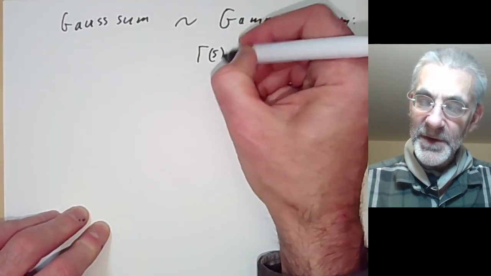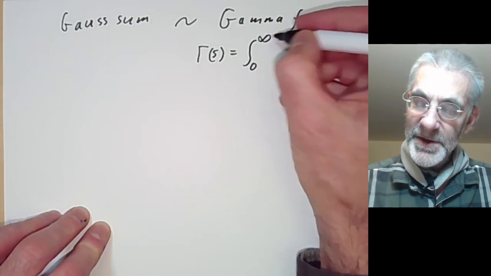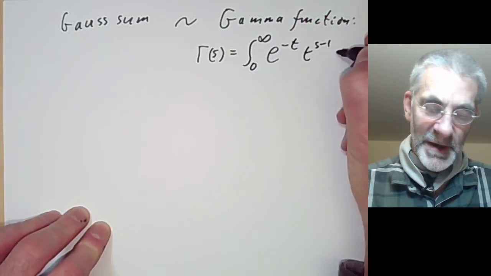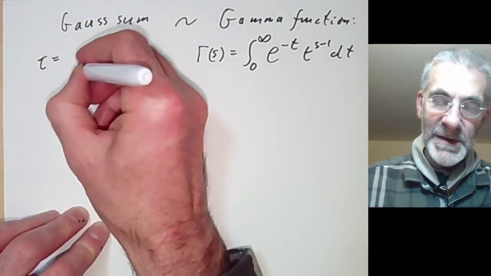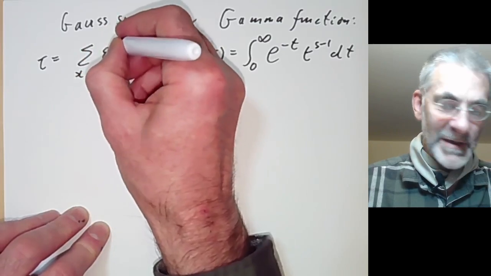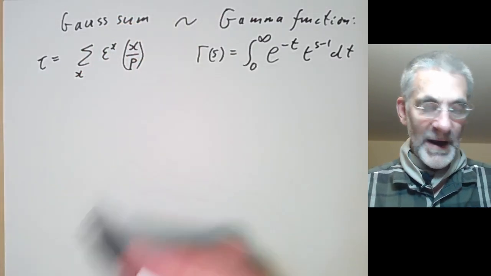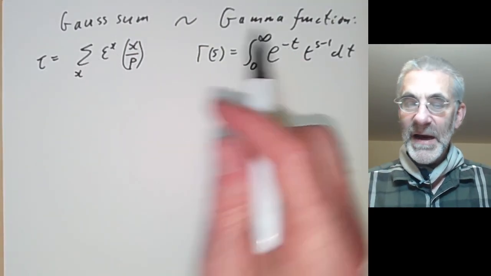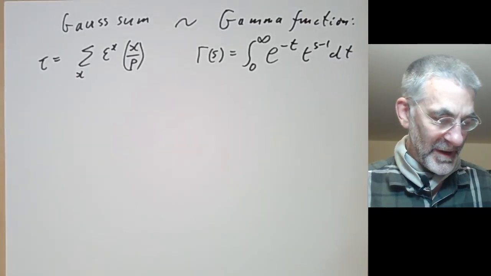Euler's gamma function, which is a sort of variation of the factorial for real numbers, is just the integral from 0 to infinity of e to the minus t, t to the s minus 1 dt. And the Gauss sum is equal to the sum over all x of epsilon to the x times the Legendre symbol. What you notice about the Gauss sum and the gamma function is that they have nothing whatsoever in common at first sight. They're completely different formulas.